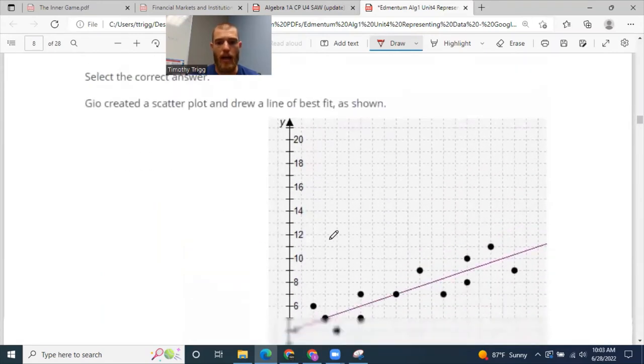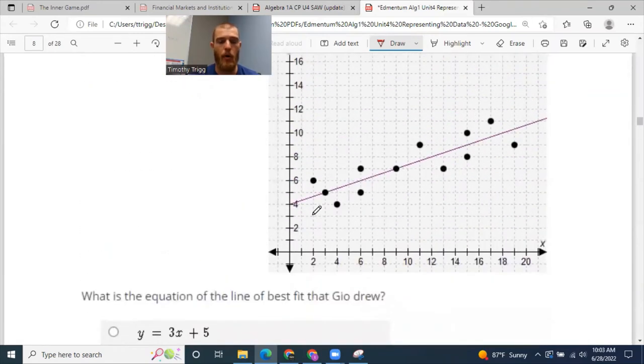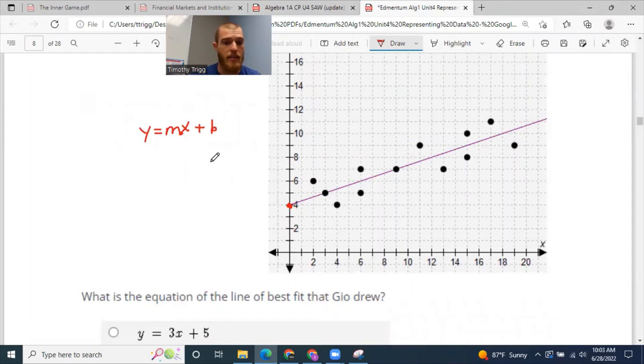Here we have a line of best fit once again, and we want to find the equation of the line of best fit. Well, we can see its y-intercept, its b, is 4. So when we're writing in slope-intercept form, y equals mx plus b, the b in this case is 4. Now, what's the slope in this case? We can see it's a positive slope because as you go from left to right, it's going upward.